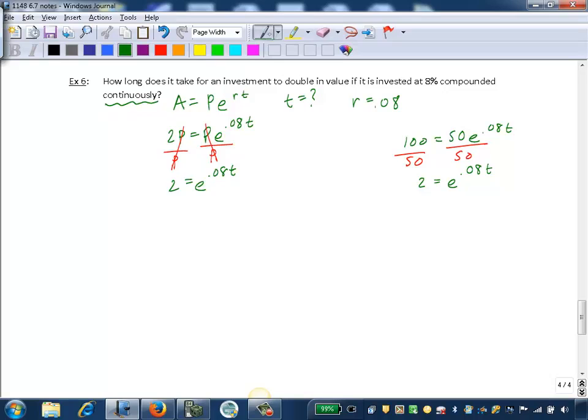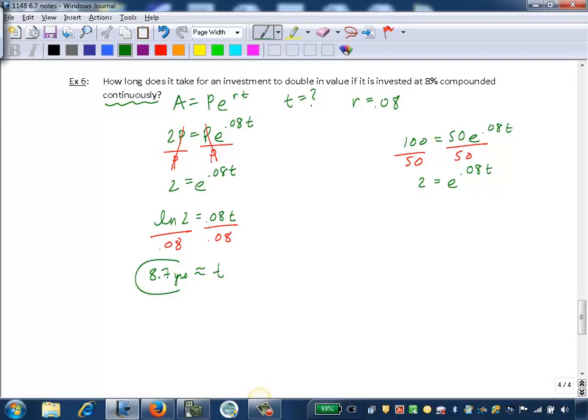So if I convert this to logarithmic form, if I'm talking about a base of e, I know that that's the natural log. So I'm going to use the natural log of that 2, and remember the log is always equal to the exponent, 0.08t. So I'm just writing that in equivalent logarithmic form. And then I just divide by that 0.08. So if we enter that into the calculator, we're going to get approximately 8.7 years.